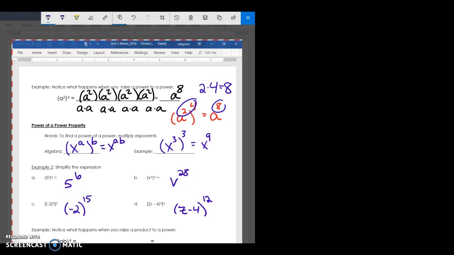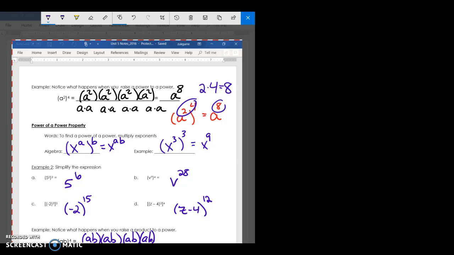Okay? I think the last property we're going to look at today says, well, what happens when I've got 2 things being multiplied raised to an exponent? Okay, we're going to call this our power of a product property. Well, let's check this one out. I've got ab to the 4th. So what happens? Well, I'm multiplying ab by itself 4 times.